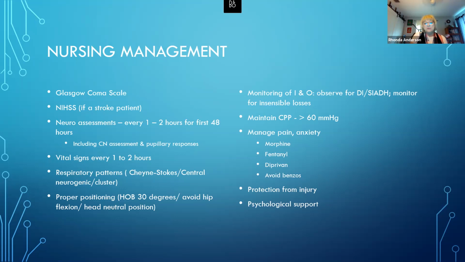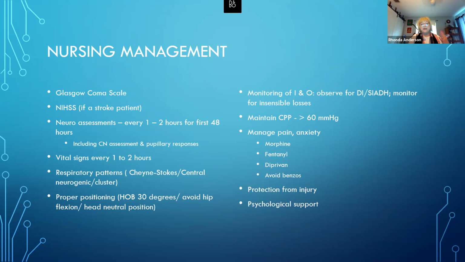If it's a stroke patient, we do an NIH on admission, and then we won't do a full NIH every hour, but we'll do a modified NIH every hour. But when we're doing these neuro assessments, we need to make sure that we're looking at pupillary responses as well as cranial nerves, okay? Vital signs, like we said, every 1 to 2 with the neurochecks. Respiratory pattern, we're going to be observing for central neurogenic hyperventilation or cluster breathing or Cheyne-Stokes type patterns.